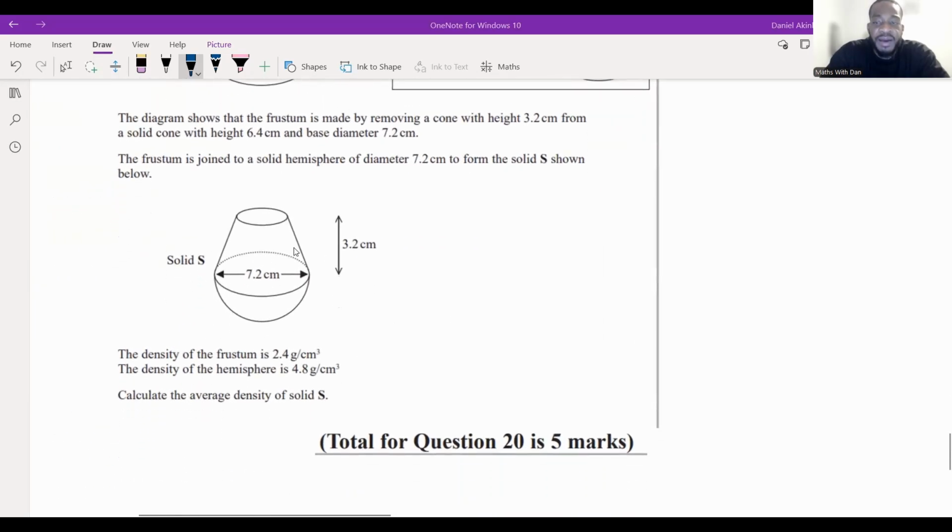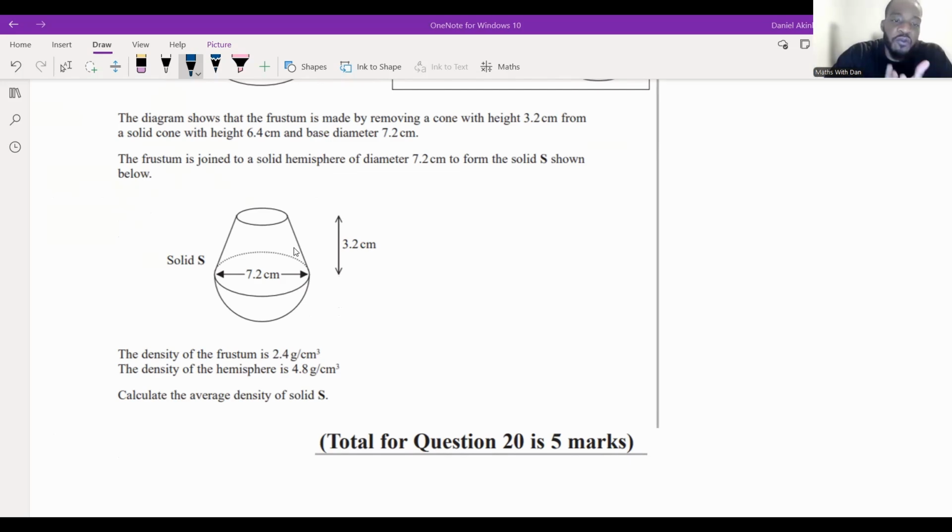So this is a solid S made by joining the frustum with the hemisphere. The density of the frustum is 2.4 grams per centimeter cubed. The density of the hemisphere is 4.8 grams per centimeter cubed. To calculate the average density of solid S. Now, firstly, the question is asking you for the density. If we don't know the formula for density, we can't answer the question.